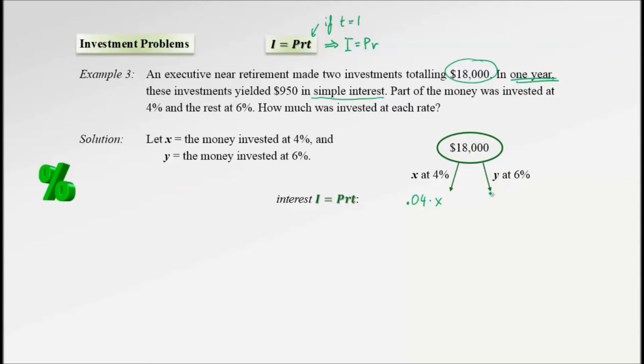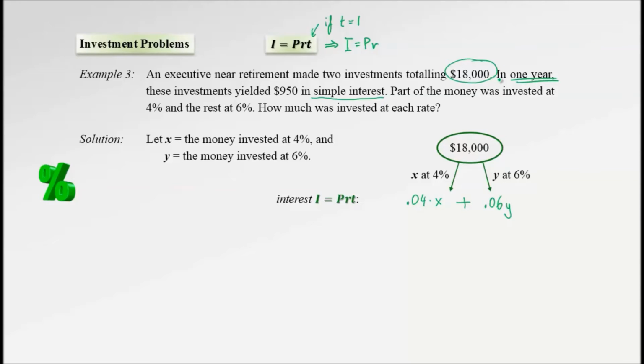Let's do the same for the second account. The second account pays 6%, so it's 0.06, times the principal y that we put into this account. So this expression represents the interest that comes from the second account. Therefore, the total interest from both accounts is the sum of these two expressions.